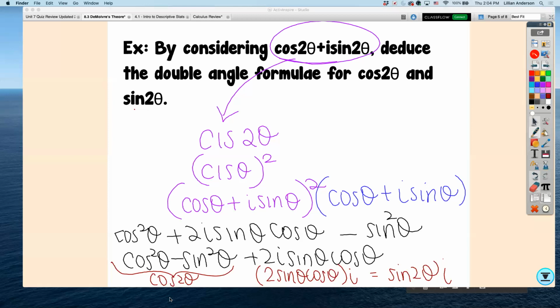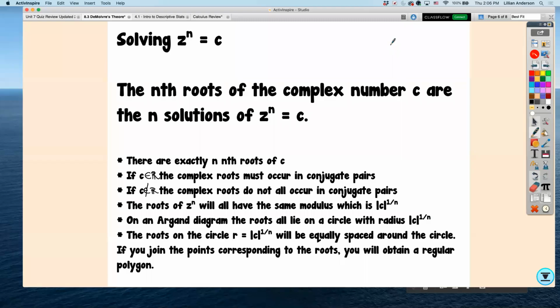Question on the Morse. All right, we can use the Morse when we're solving for a particular root of a complex number. When we're solving a complex number raised to a particular power equals C, the nth roots of a complex number C are the solutions of z to the n equals C. These bullet points let you know a few things that are true about the roots of complex numbers. There are exactly n nth roots of C, so whatever n is, that's exactly how many roots you'll have.